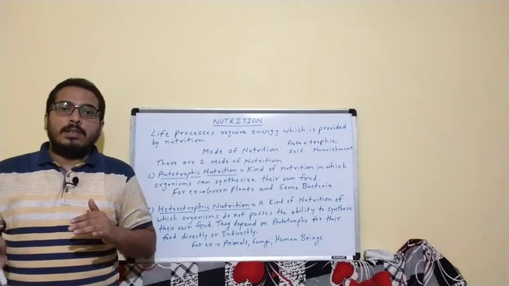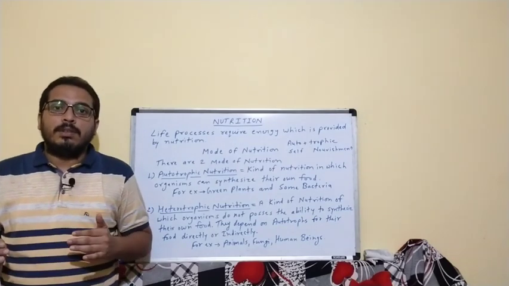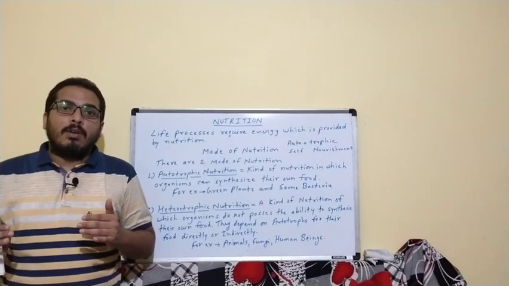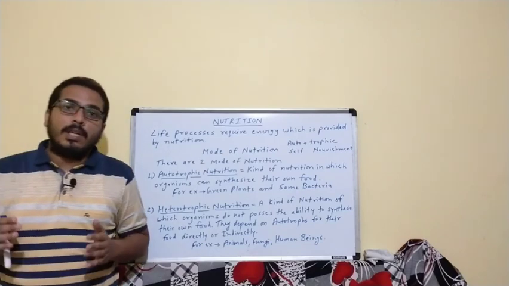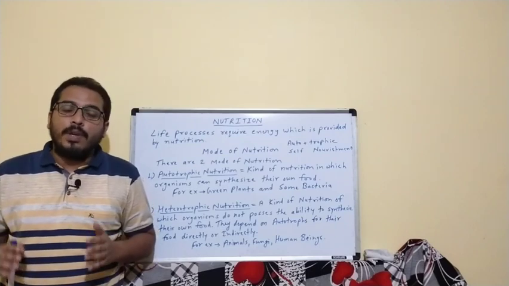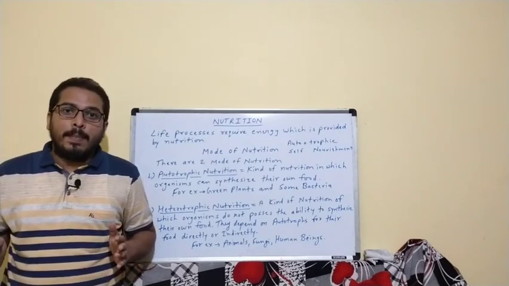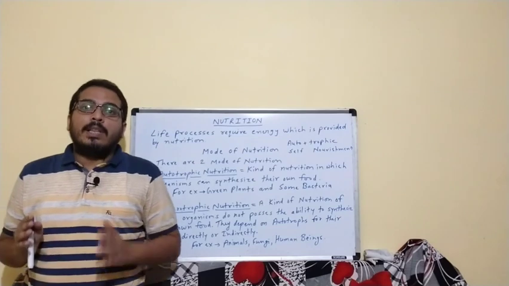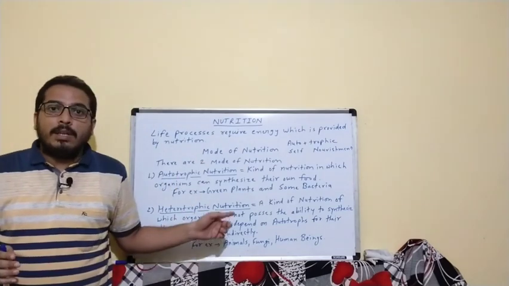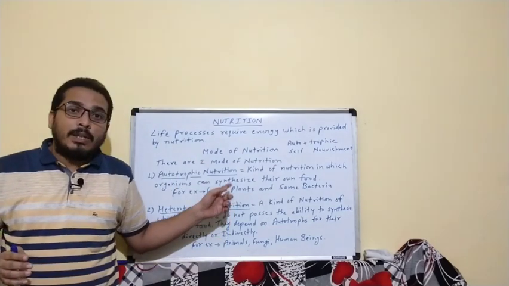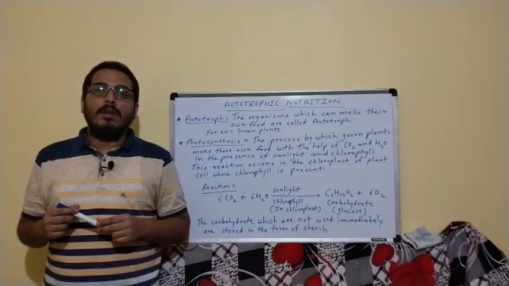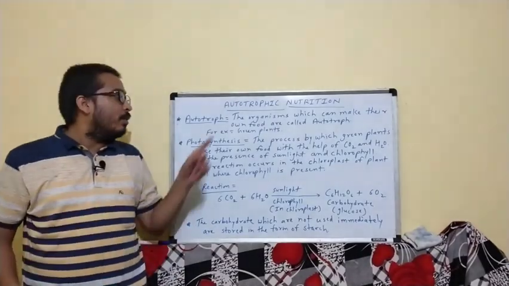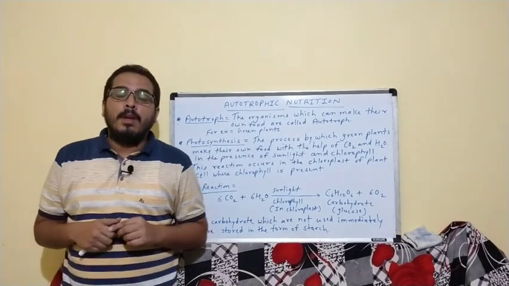So these herbivorous and carnivorous animals are called what? Heterotrophs, and the nutrition which occurs in them is called heterotrophic nutrition. Is it clear? You can take a screenshot of this content. We will see our next topic, that is autotrophic nutrition. So we will start autotrophic nutrition now.